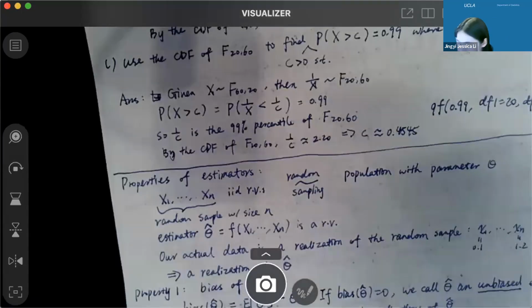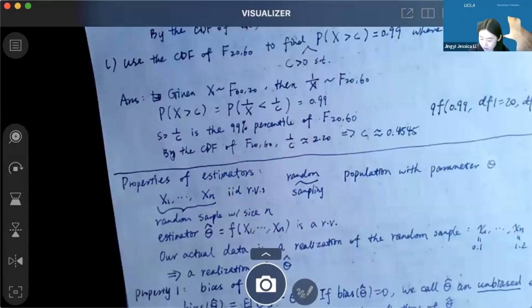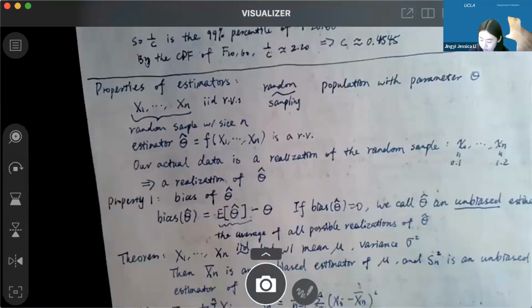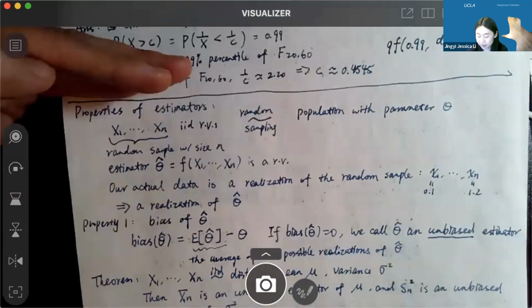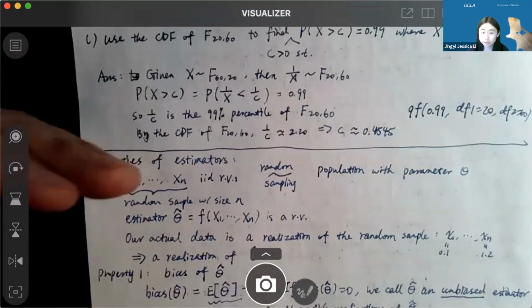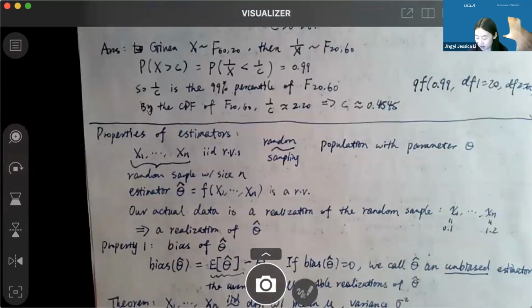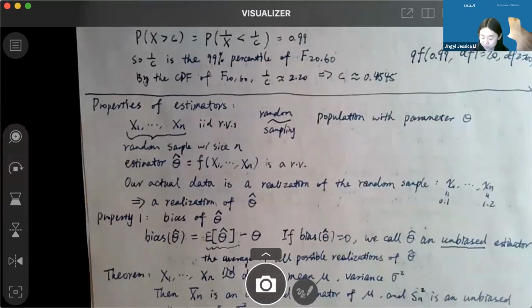Okay, so just as a quick recap, what we did on Monday is that we talked about an estimator. You know, this is like the separation. Before this, we were talking about probability, and now we're talking about statistics using the things we learned before.